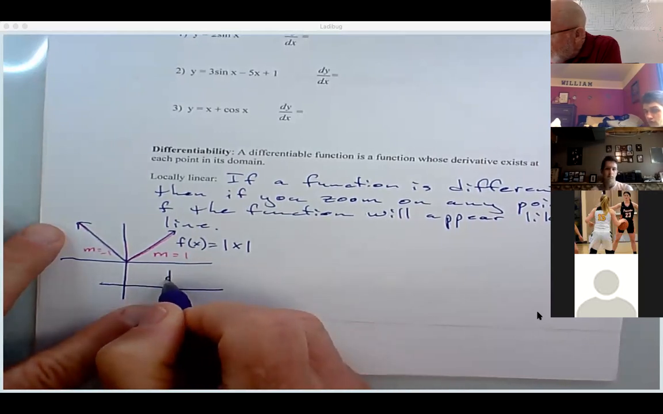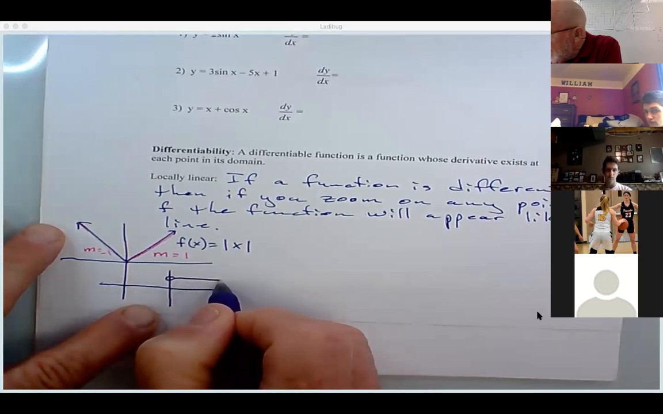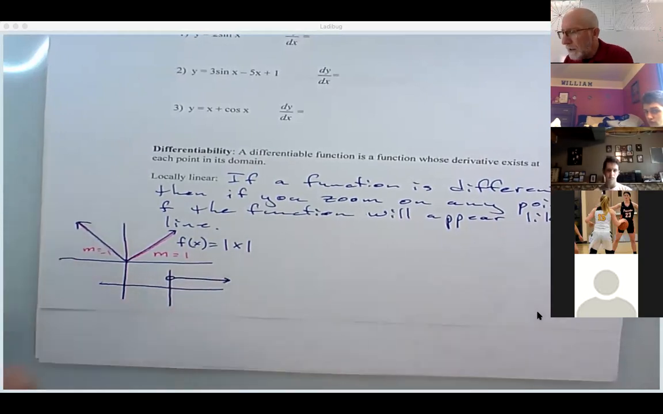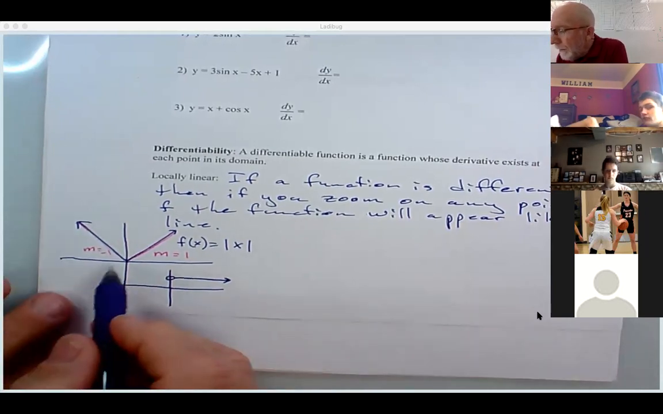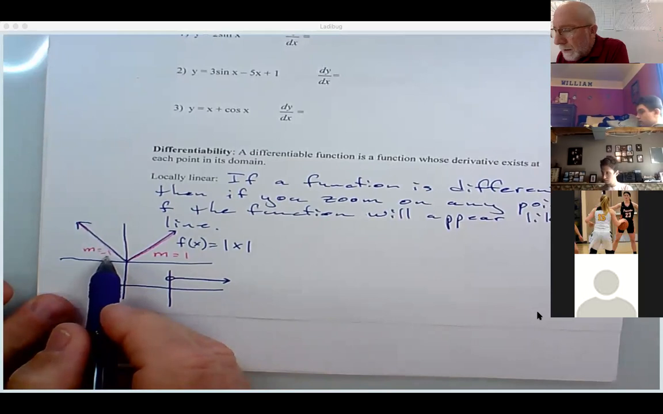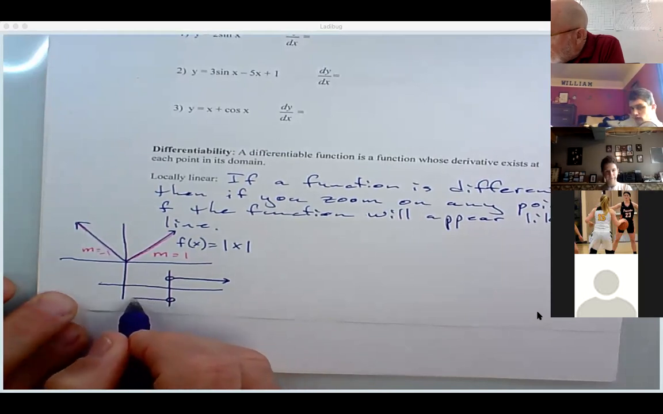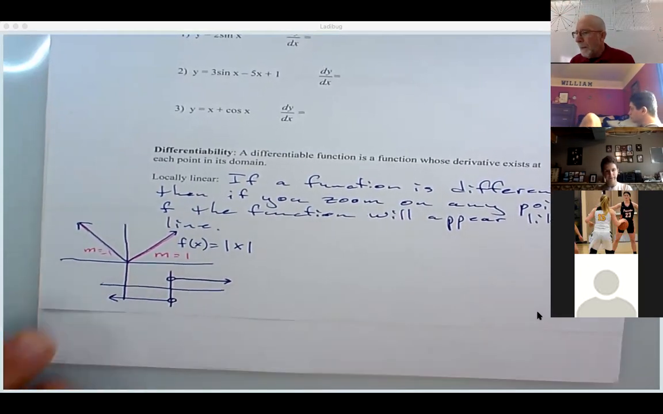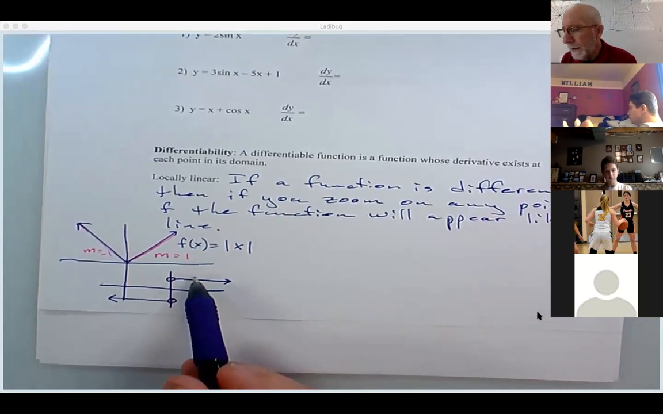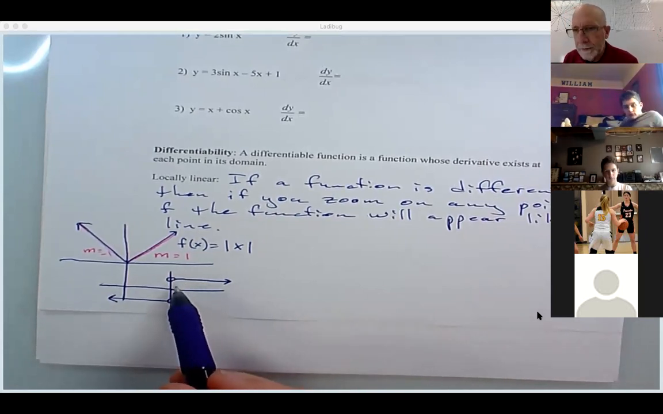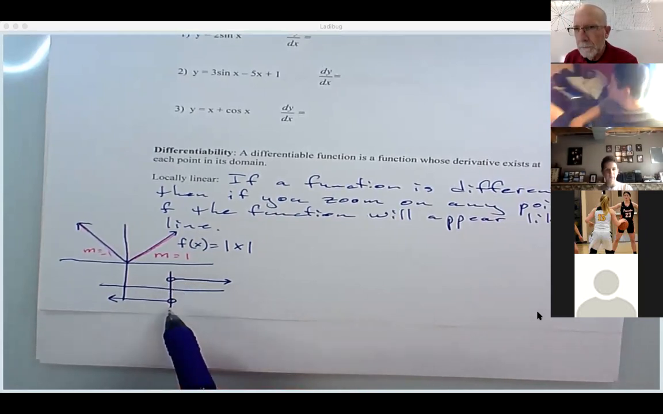So what I'm going to do now is I'm going to graph the derivative. And we'll talk why there's an empty circle here later on. But it would go in that direction, correct? Mm-hmm. And over here, the derivative is what? Negative 1. And it goes in that direction, correct? Mm-hmm. This derivative is not continuous, is it? At 0? No.